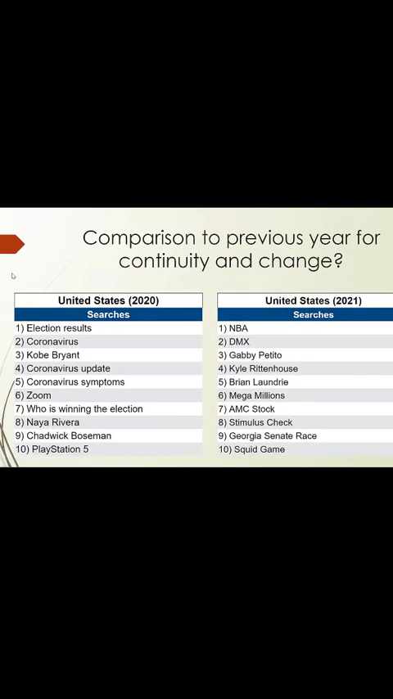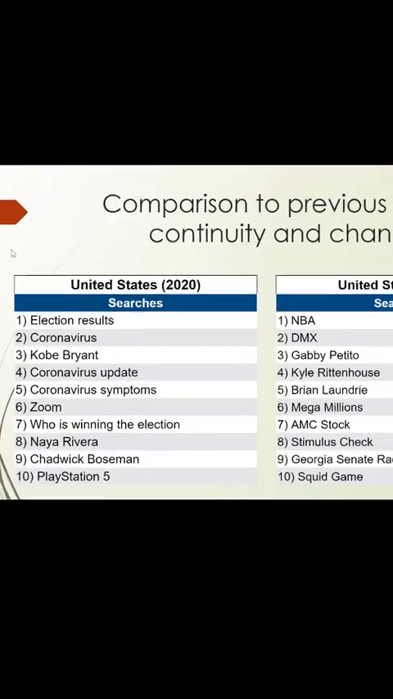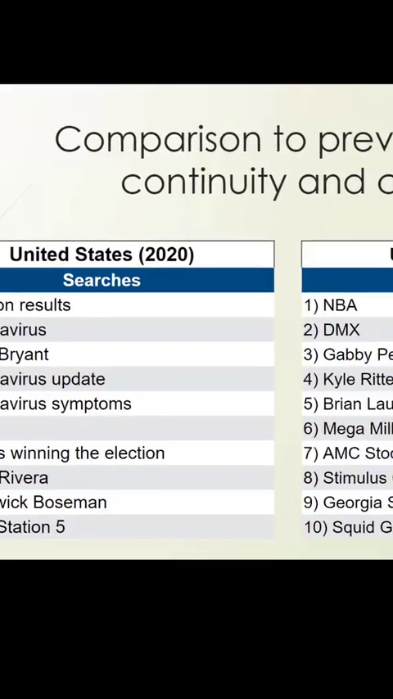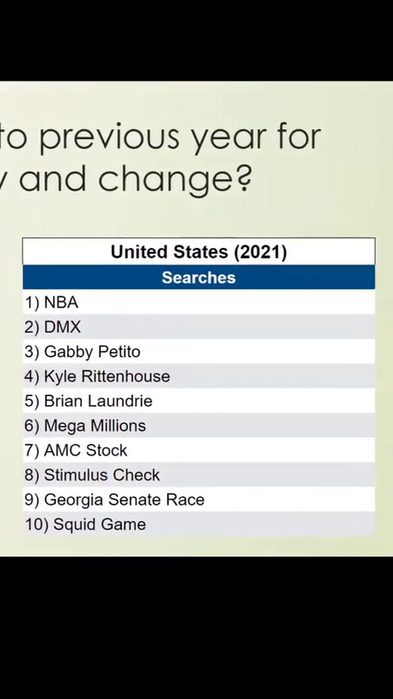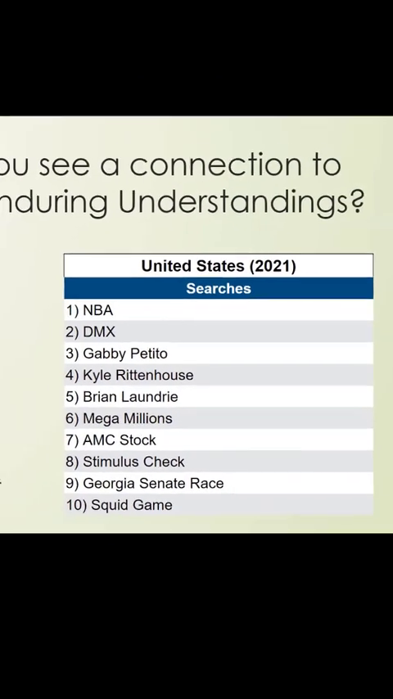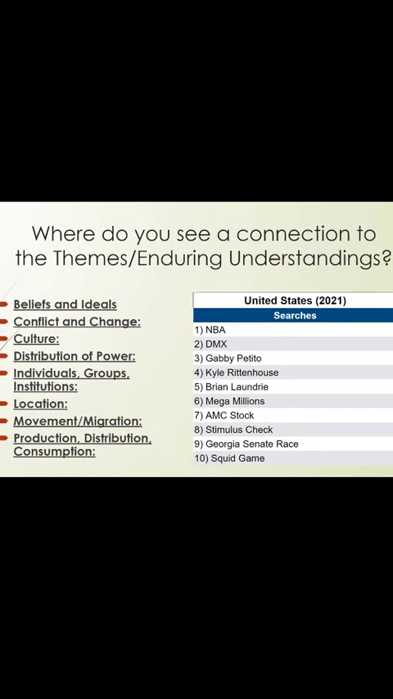Another thing you can do is compare to previous years. So the good thing about Google Trends is we have a lot of data to look at. So you could actually talk about continuity and change between the previous year. So in this case, 2020 to 2021. You want to incorporate the themes or enduring understandings. You could also say, which one of these do you see throughout? Maybe one more than the other.